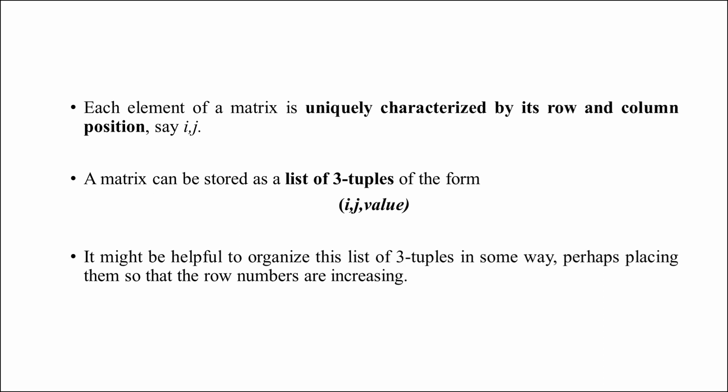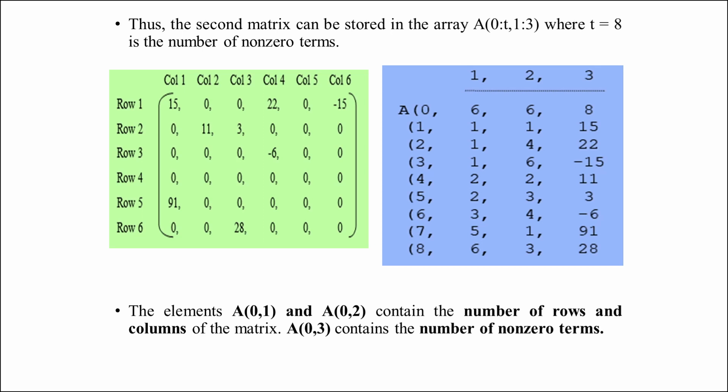Here in the alternative representation, each element of the matrix is uniquely characterized by its row and column position, say i comma j. So the matrix values are stored as a list of 3-tuples of the form i comma j comma value. i represents the row value, j represents the column value, and the value represents the non-zero data. It might be helpful to organize this list of 3-tuples in some way, perhaps placing them so that the row numbers are increasing. Thus, the second matrix can be stored in an array A of 0 to T, 1 to 3. So T represents the non-zero terms.